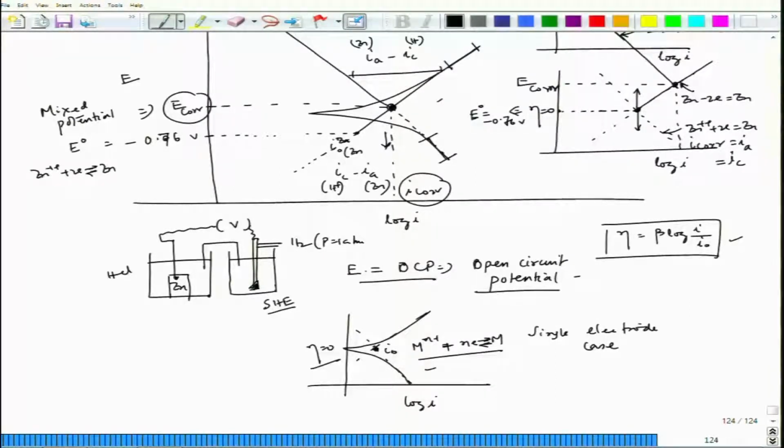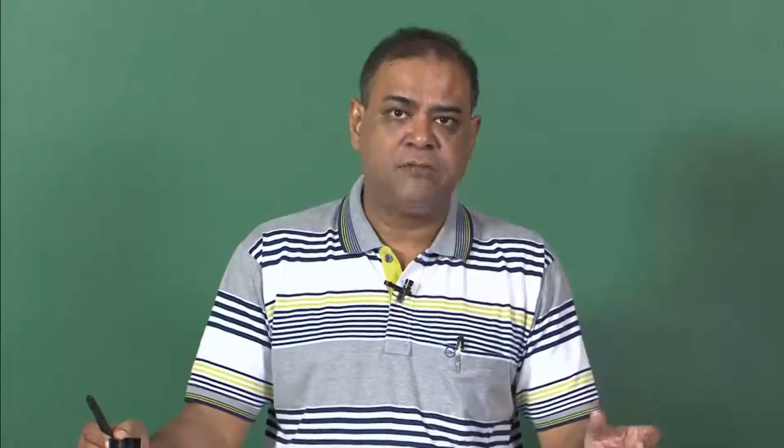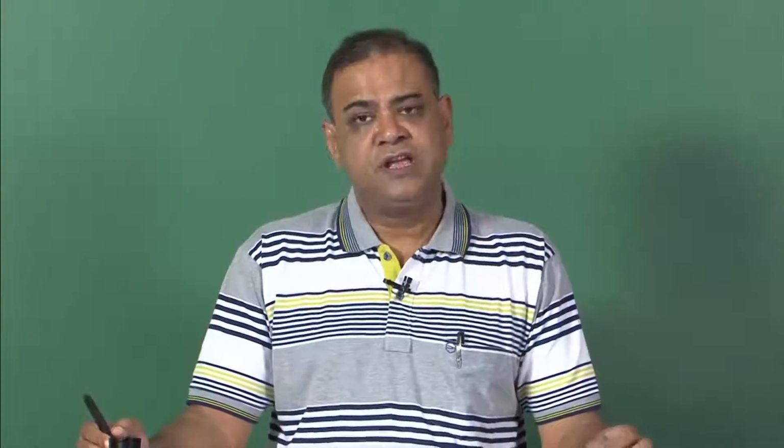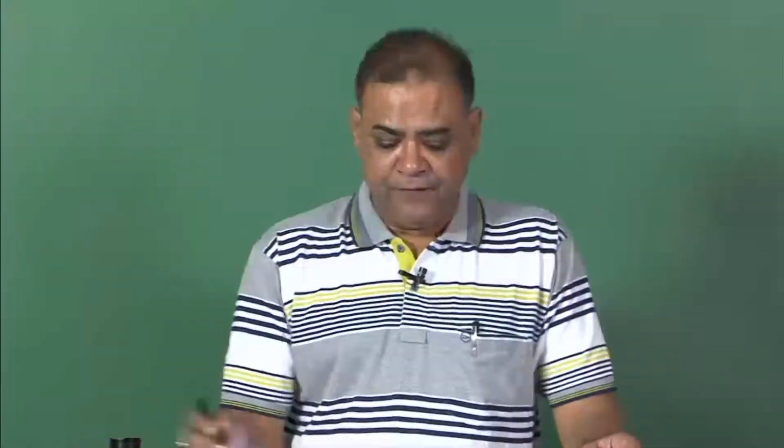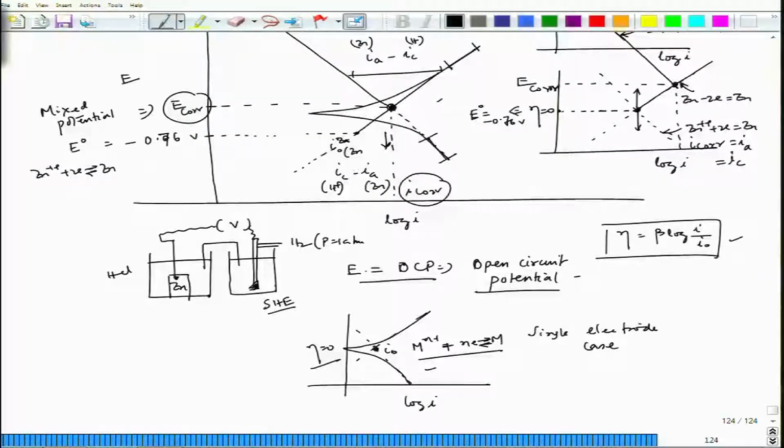One is a single cathodic reaction, another is a single anodic reaction. Once we reach that mixed potential, if it is an isolated metal block in that particular solution, there is no net current flow, and that can be achieved when I_A equals I_C at this point. That is what we have understood in this particular diagram.